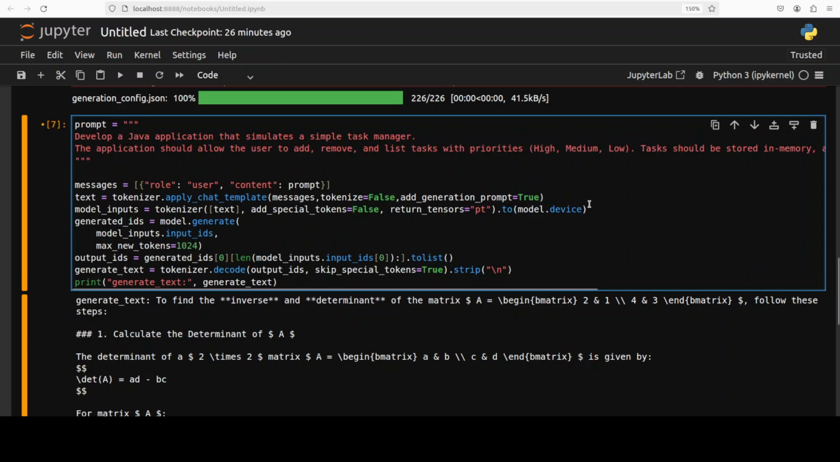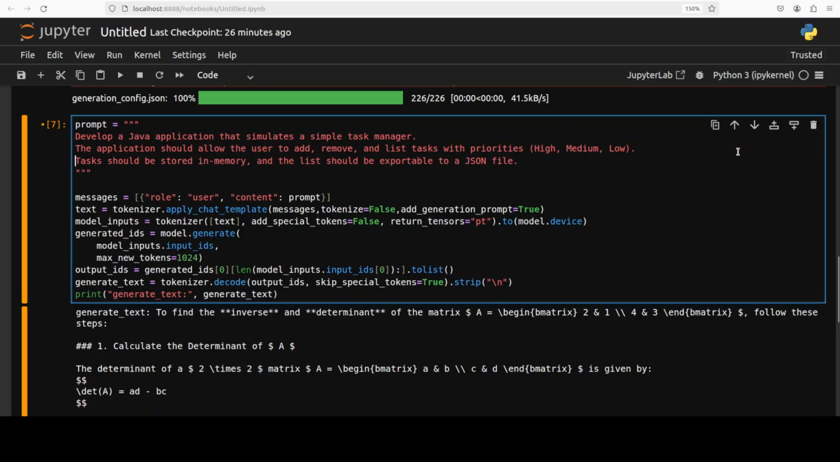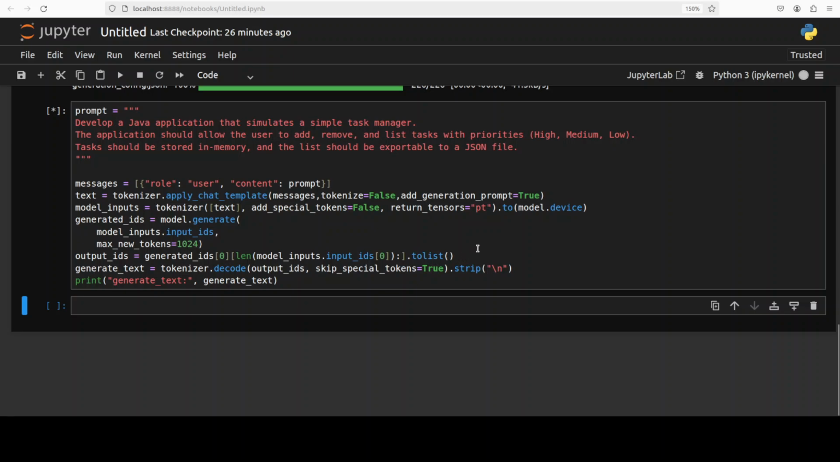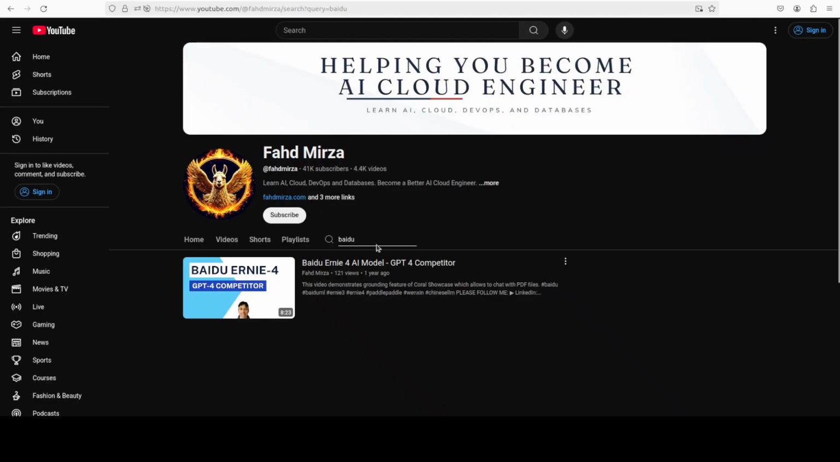Now, mostly these language models are just okay in coding tasks, but let's check how it goes about it. So I'm just asking it to develop a Java application that simulates a simple task manager. And while it does this inference time scaling and takes its time in thinking, let me show you something interesting. If you go to my channel and search for Baidu or ERNIE, you will see that the previous version was released more than a year ago.